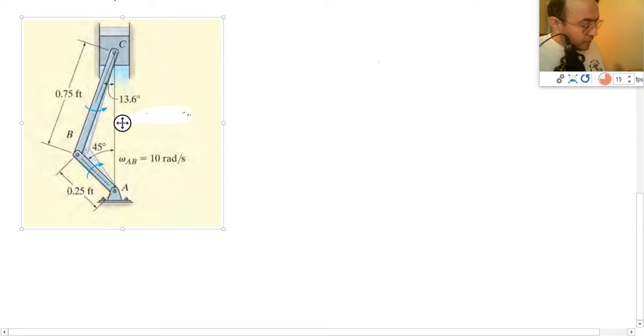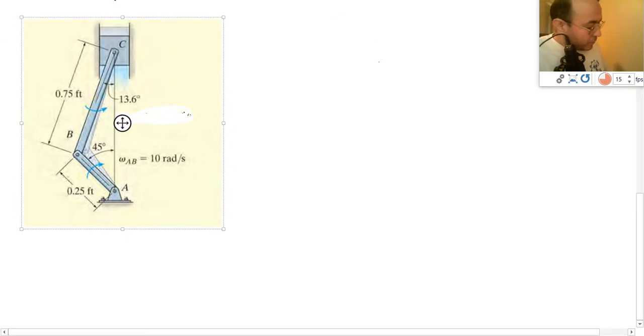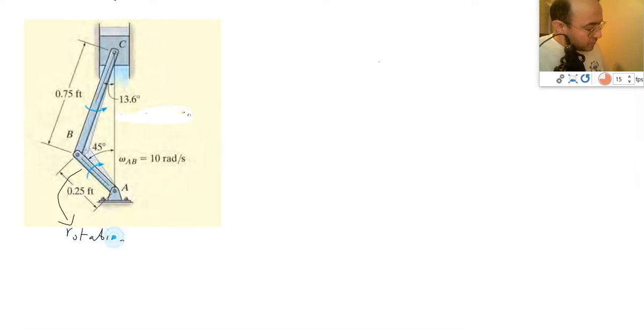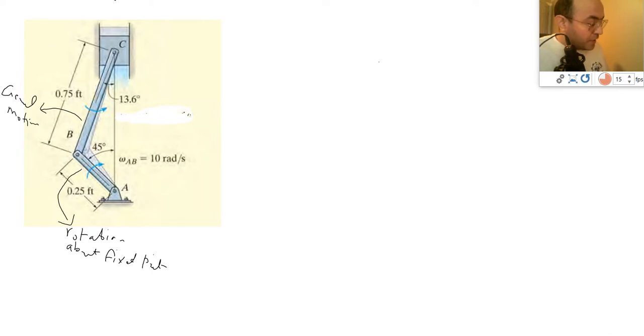So, just to go forward, I need to know what types of motion each of them has. So AB, the type of rotation that we have at AB, this is actually rotation about a fixed point. And now for BC, that's simply general motion. And for block C, which is a piston, we simply have a translation.